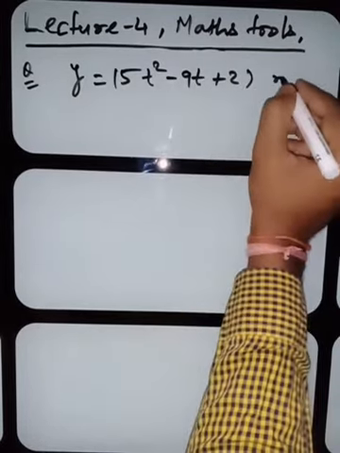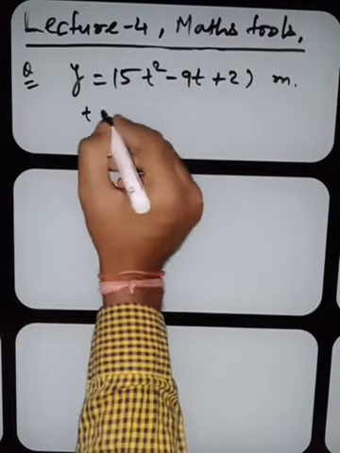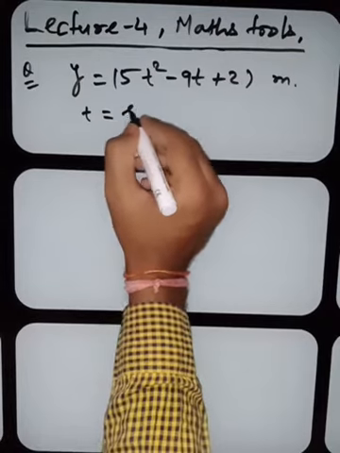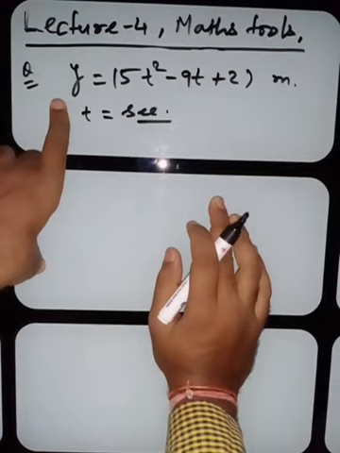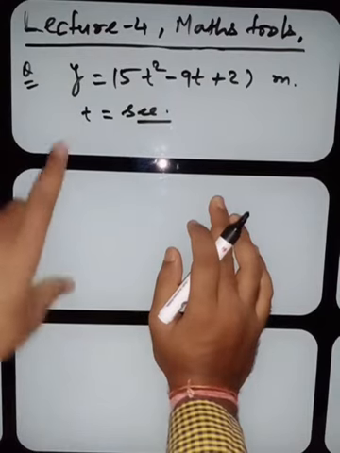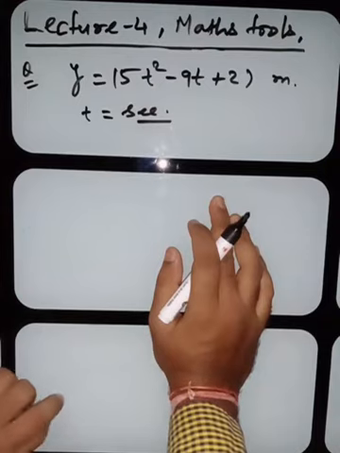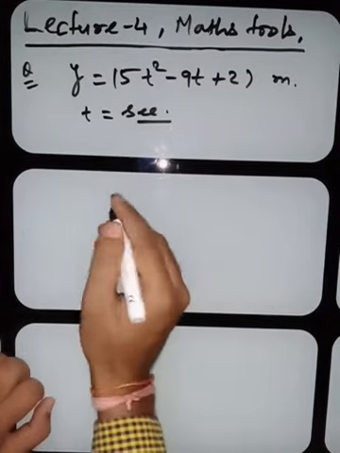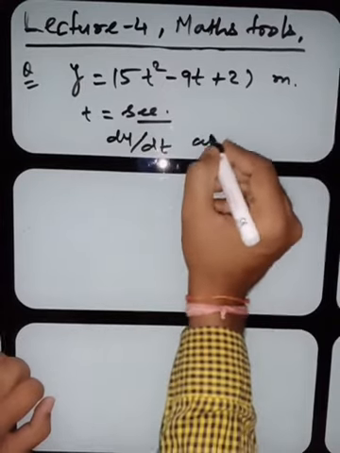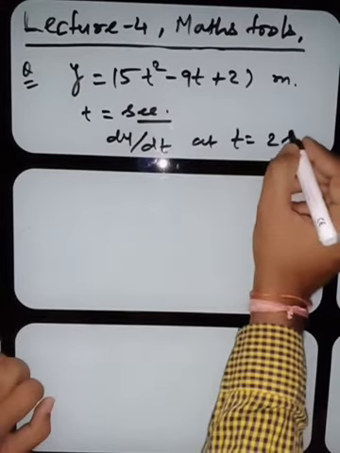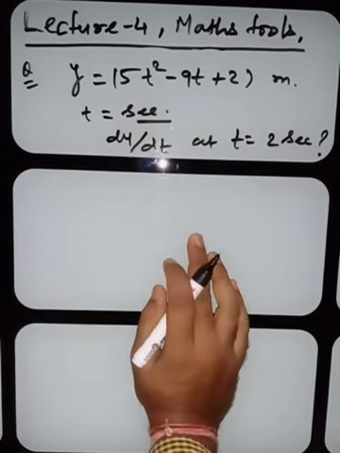If this function is given in meters, y is 5t square minus 9t plus 2, where t is in seconds. All right, t is the time. y is position, which is a function of time. Again, I'm telling you, y is the position as a function of time. You have to find dy by dt at t equals 2 seconds. All right, at t equals 2 seconds, what will be the value of dy by dt?